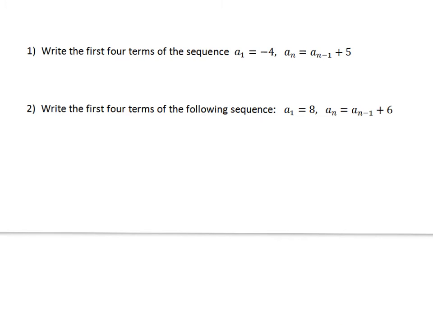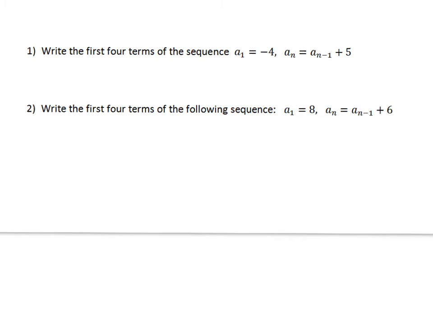So let's try using recursive formulas. Write the first 4 terms of the sequence. A1 equals -4, and then an is equal to an minus 1 plus 5. Whenever I'm looking at that subscript, n minus 1, all I'm going to think is the term before.